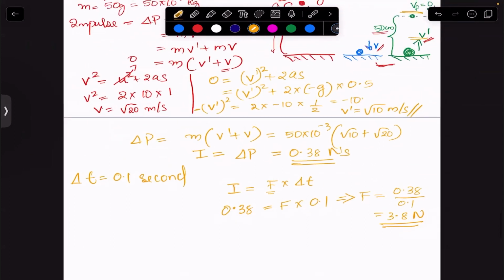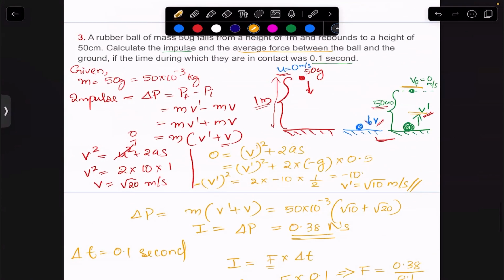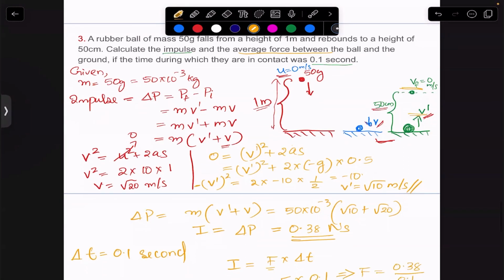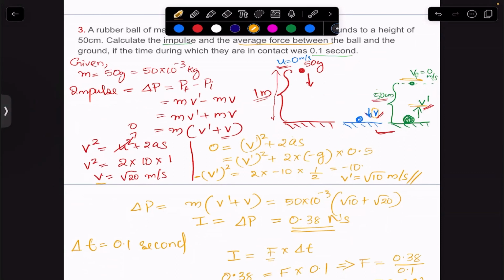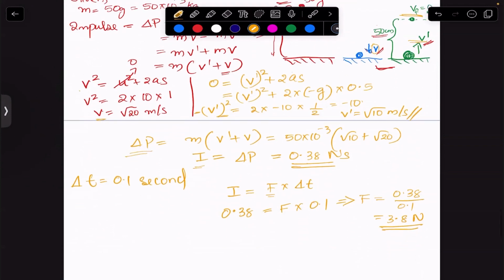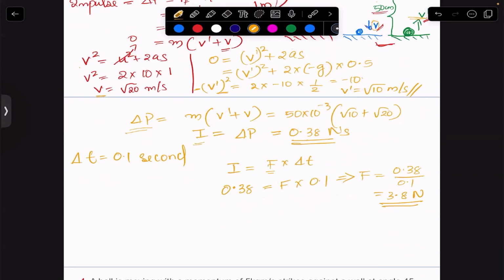So this is how we solve the question. Once again, let me rewind. We were asked to find the impulse and force if the ball was in contact with the ground for 0.1 second and the ball was dropped from a height of 1 meter and rebounds to a height of 50 centimeters. For that, we found the velocity at which the ball is hitting the ground and the velocity at which the ball is rebounding, given the height, the distance the ball was traveling. We did these calculations using the uniformly accelerated motion equations. Then from that, we found the change in momentum, and we know that change in momentum equals impulse. And then with the impulse equation I equals F times delta T, we found the average force between the ball and the ground.